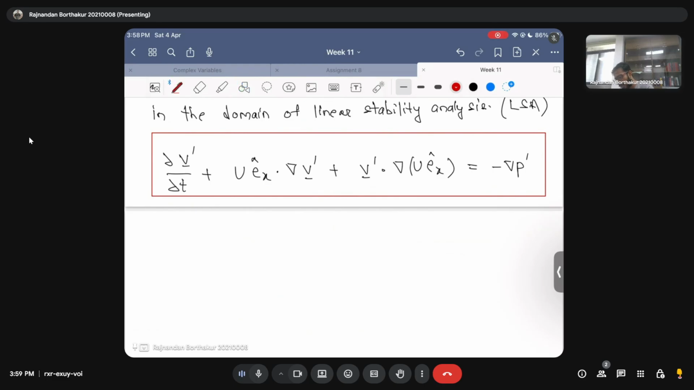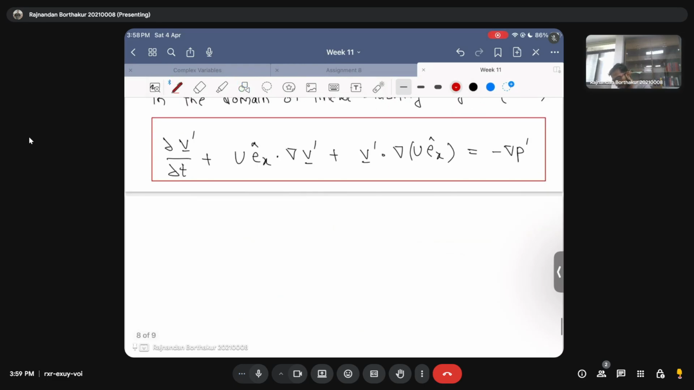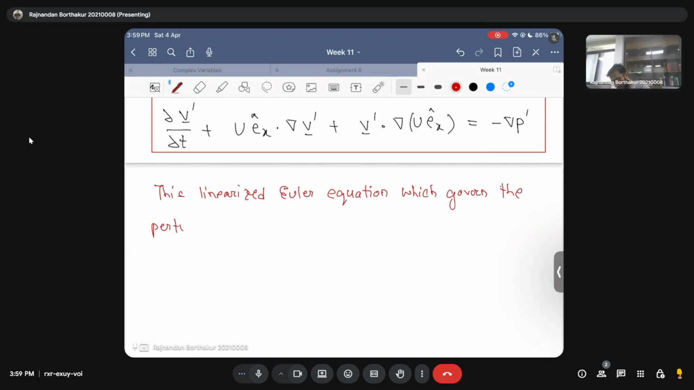Okay, so I'll write it down. So this is the linearized Euler equation which governs the perturbed variables v dash and p dash.